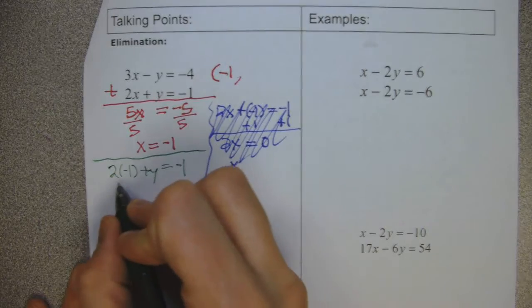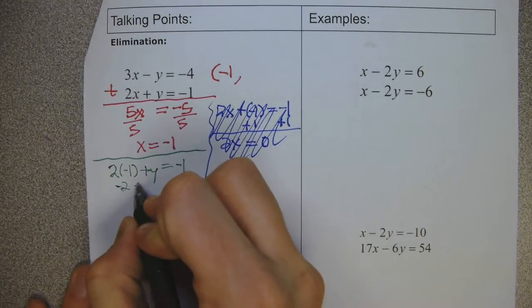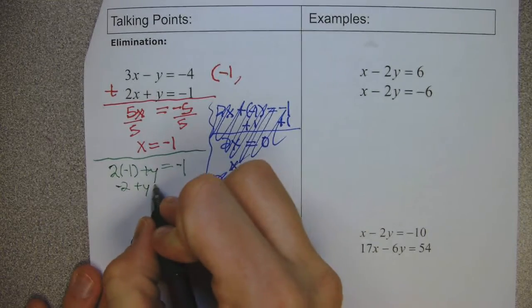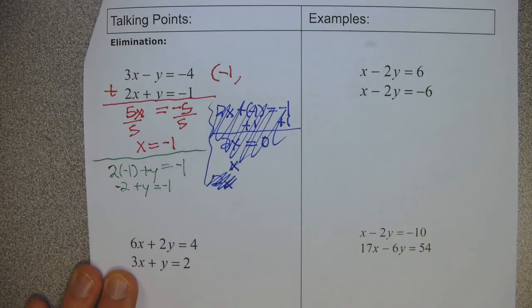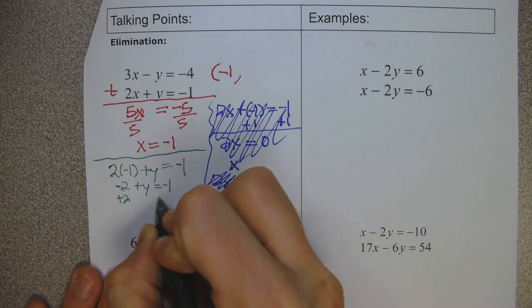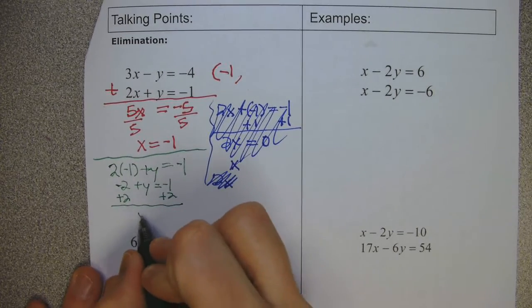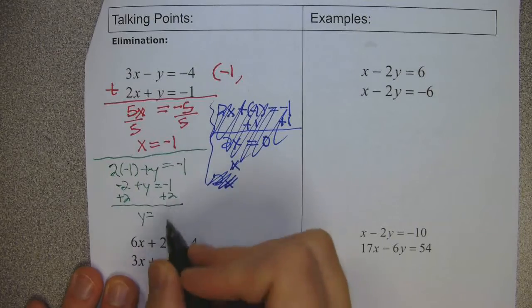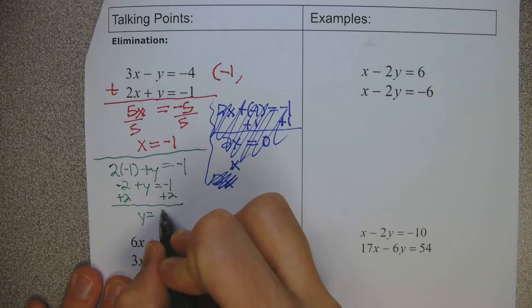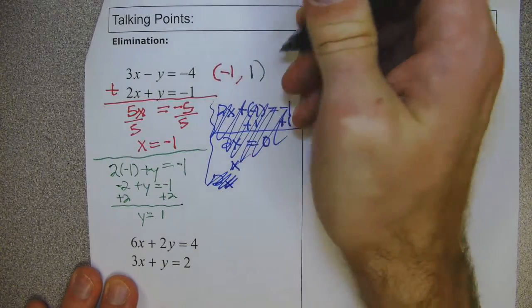All right, so let's multiply that out. Negative 2 plus y equals negative 1. So we've got to get that y by itself. I've got a negative 2 to get rid of, so I'm going to add 2 on both sides. And we end up with y equals, because those cancel out, negative 1 and positive 2 is a positive 1. And there is my answer at last.